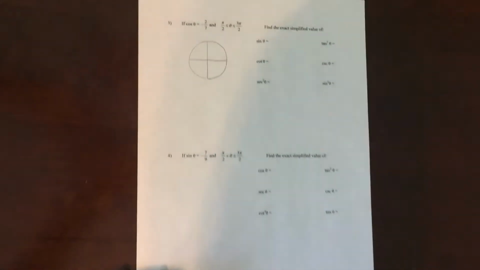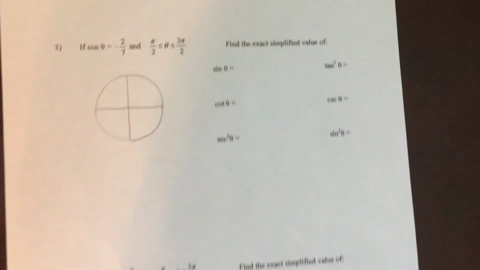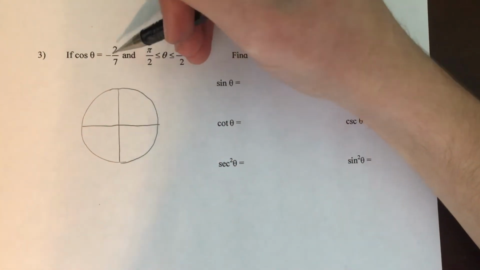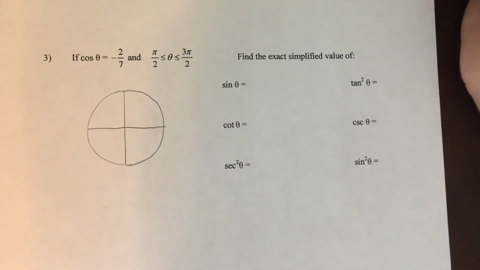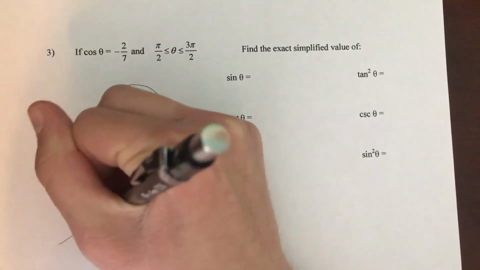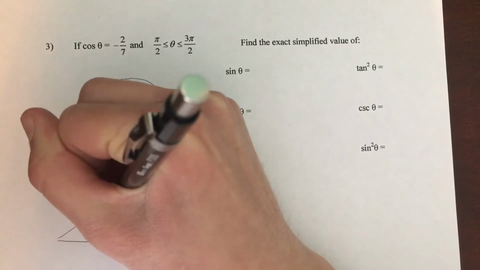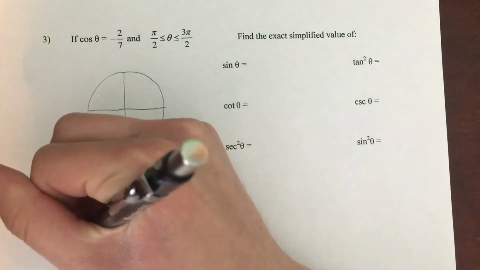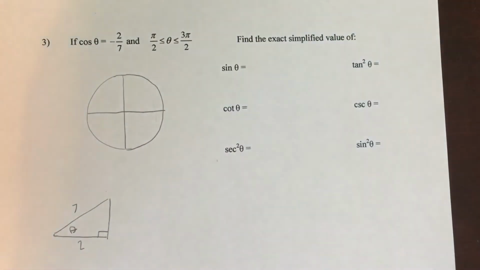Okay, on to the third problem. So we have cosine is negative 2/7, and the first thing we need to do is find the third side. I draw my triangle, and then do the same thing, theta in the right angle. And now cosine is 2 over 7.